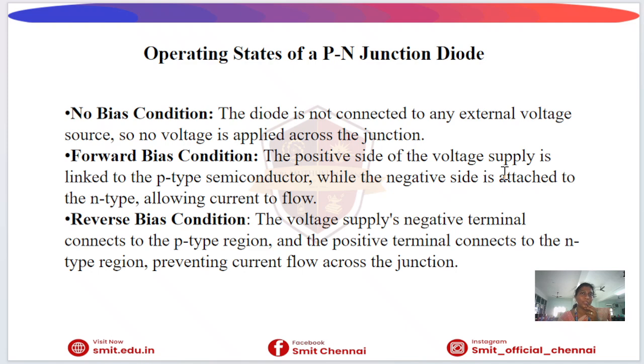And the forward bias is the positive voltage to the P side and the negative voltage to the N side. And the reverse bias is vice versa of the forward bias. That is, the negative voltage to the P side and the positive voltage to the N side. Next one is the no bias condition.